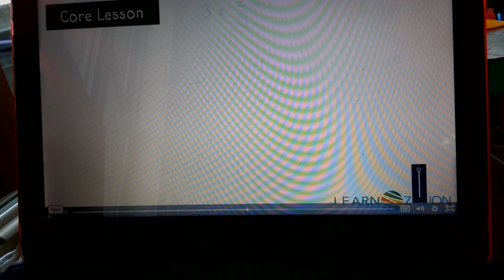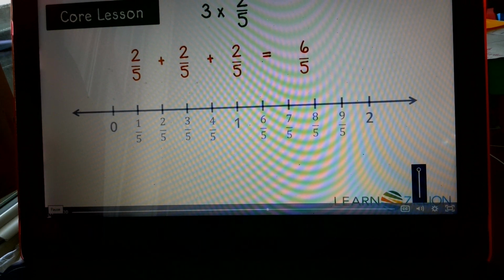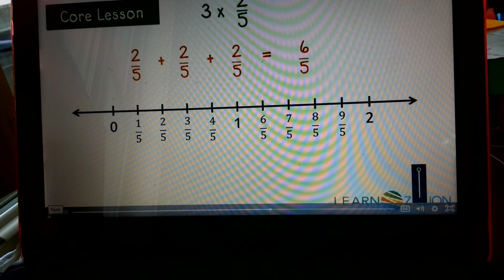3 times 2/5 can be written and solved in different ways. For example, 3 times 2/5 can be written as 2/5 plus 2/5 plus 2/5, which equals 6/5. On the number line, each blue arrow represents the distance 1/5 plus 1/5, or 2/5. We can solve 3 times 2/5.